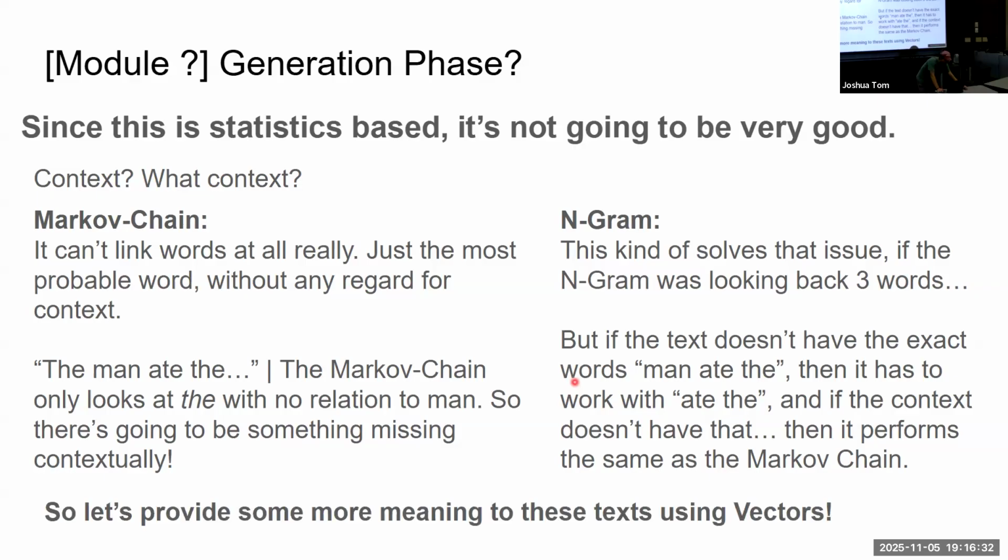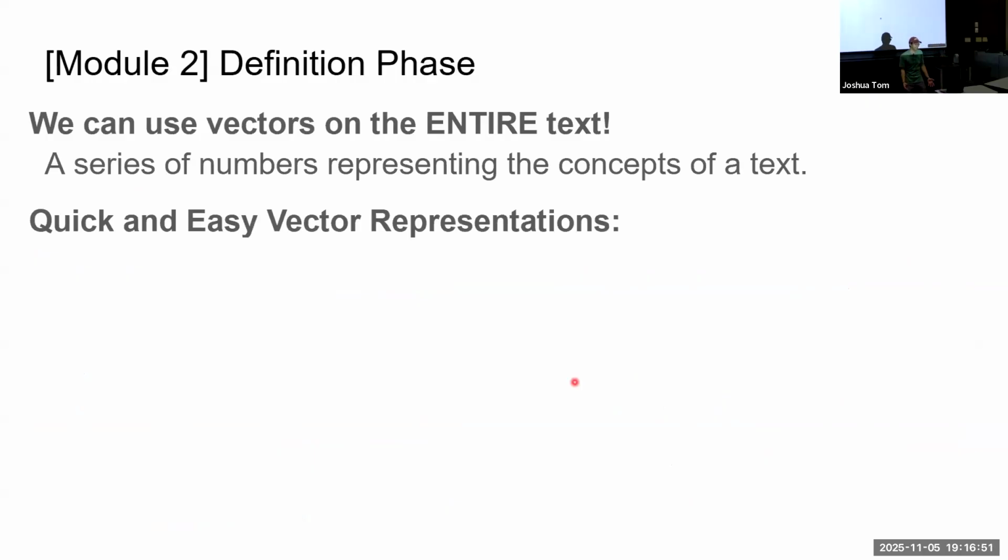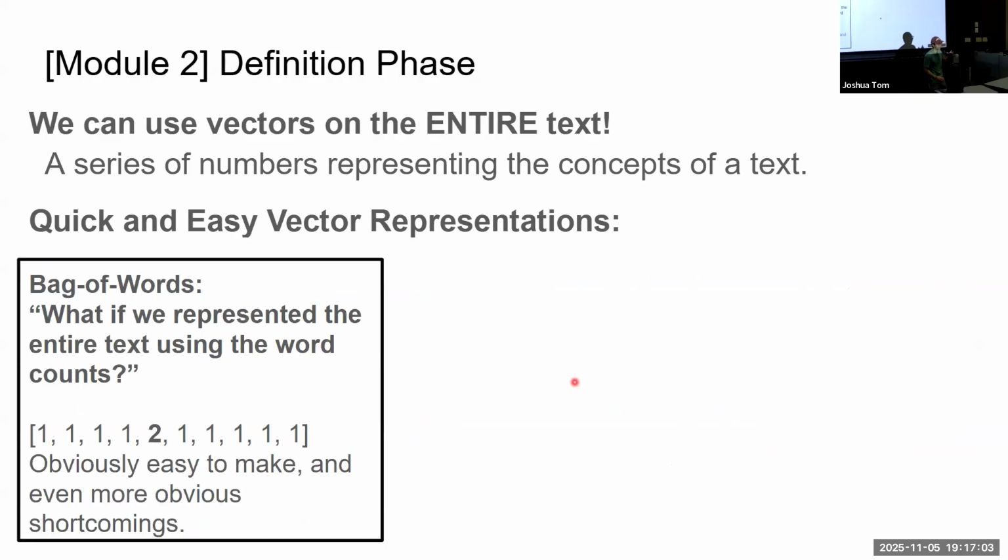Just what's the probability of the next word based on what we've seen before. So instead of just looking at what comes before and after, let's try using vectors. What I mean by that is just a long list of numbers to represent a text, an idea, or a word. We can actually use vectors to represent the entire text. This is pretty easy to understand. This is one of the easier representations and uses of vectors in natural language processing, where we have something called bag of words, where we take a sentence.